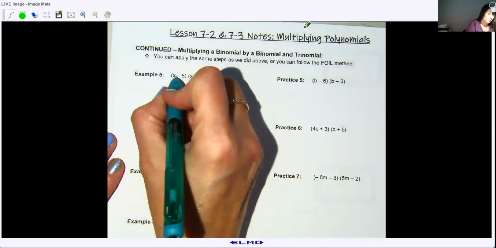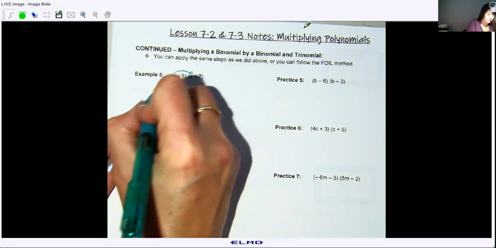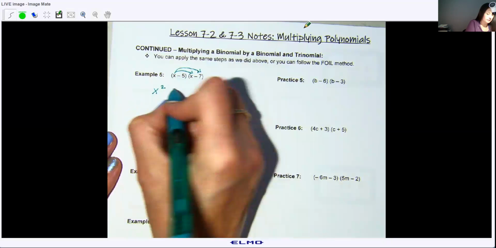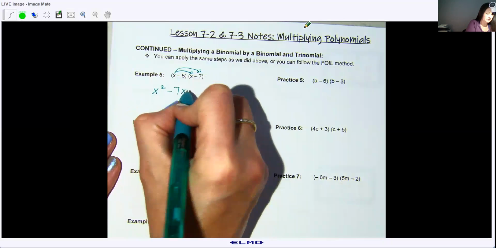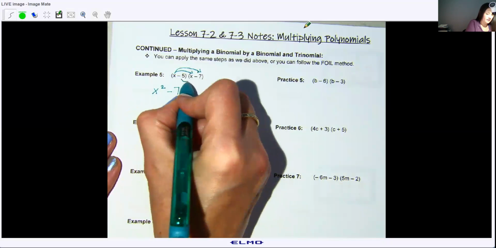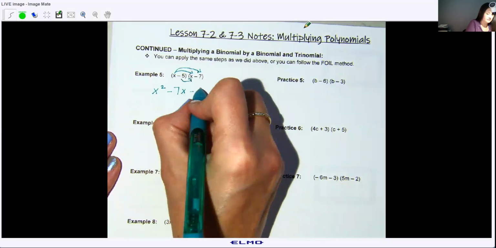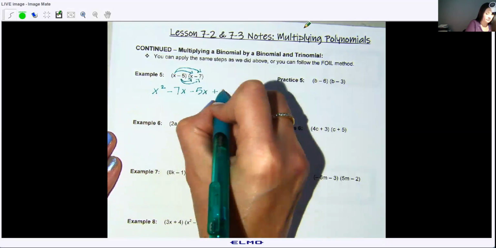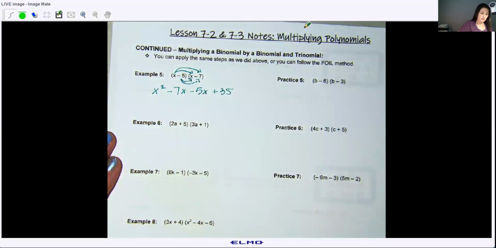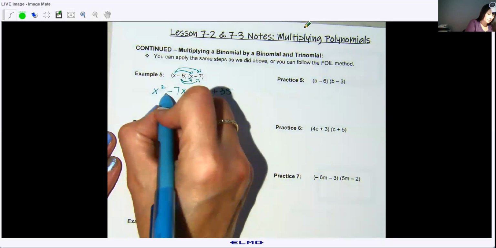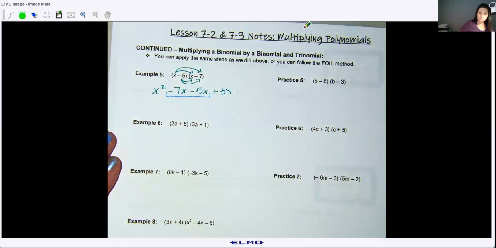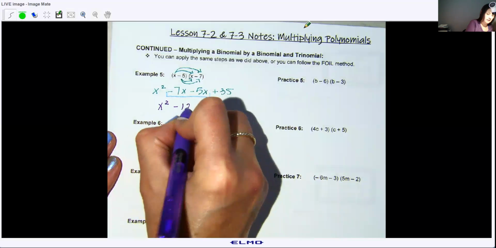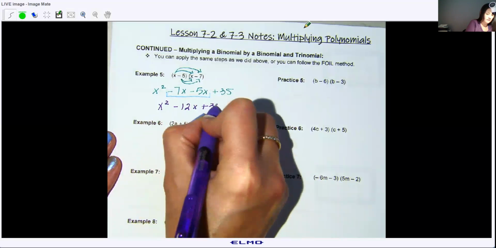Okay. So x times x is x squared, times a negative 7. Watch your signs when you are doing this because this becomes a negative 7x. And then negative 5 times x is a negative 5x. And negative 5 times negative 7 is a positive 35. And then I can add up my two like terms, and I end up with x squared minus 12x plus 35.